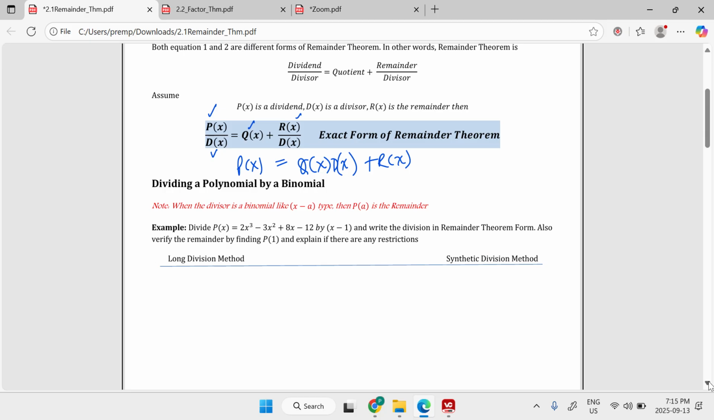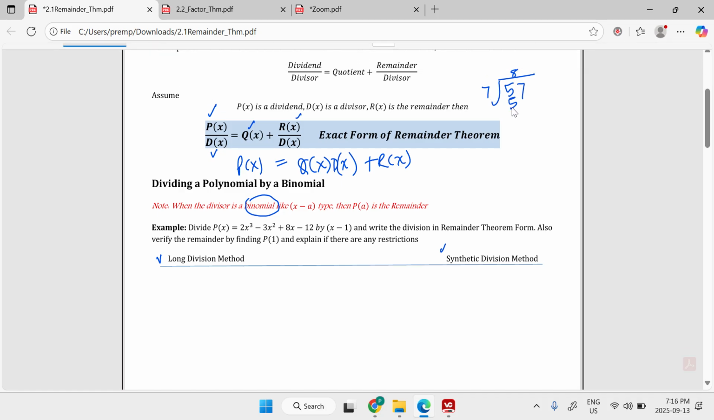Then we have to look into the factors also. If you divide a polynomial by a binomial, meaning we have only two terms, and that binomial is a factor, then we should know that the remainder should be 0. We have to do long division and synthetic division, and I will show you both. For long division, we do it the way we divide numbers. Say 57 divided by 7: 7 times 8 is 56, and then we have a remainder of 1. So this is the way.